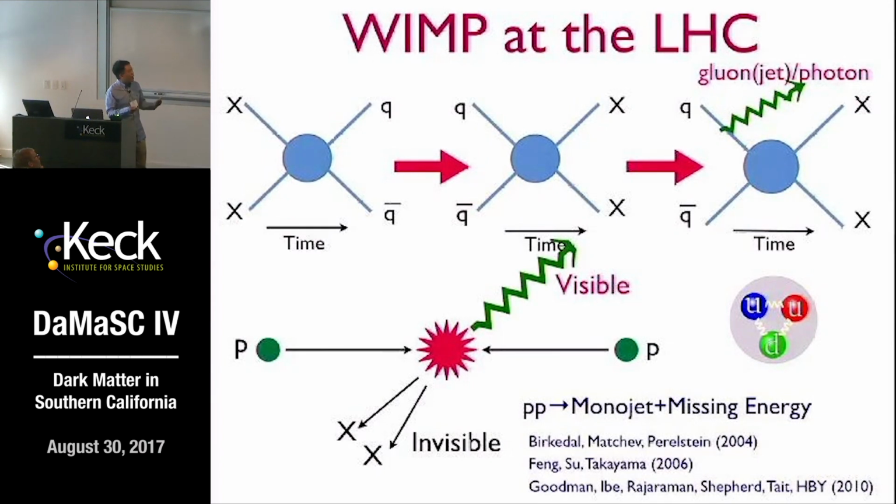So you have to add something to trigger the signal. What you usually do is you add initial state radiation. So now you are looking for signals like proton-proton collisions, and you produce visible particles through this initial state radiation. You also produce WIMPs. You cannot measure the WIMPs, but you can measure the visible particles. Then you use energy conservation and momentum conservation to figure out what's going on in the dark sector. So this is a typical signal. Let's say at the Large Hadron Collider, proton-proton to monojet or monophoton. You attach one photon or one jet, plus missing energy. That is a typical such signal.